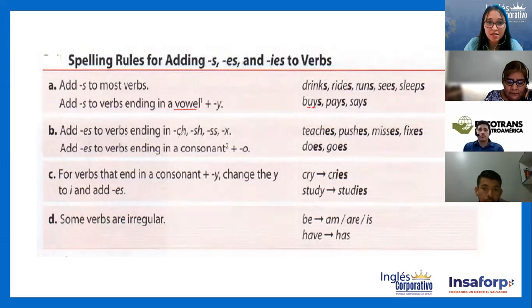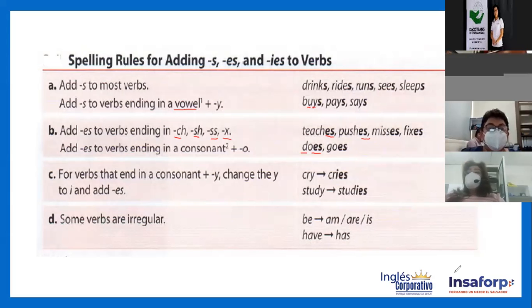En el caso, y eso sí, pongamos mucho cuidado porque vamos a encontrar a lot of verbs cuando terminan en CH, SH, SS, X, vamos a agregarle ES. Ok, tenemos el verbo teach, tenemos el verbo push, miss, and fix. Tenemos otros examples, por ejemplo, con el verbo do or go, le vamos a agregar ES cuando estemos hablando de he, she, and it. No sé si hay dudas con el literal A and B. Do you have questions? Or are we good? No questions?